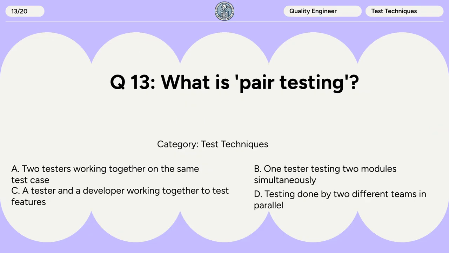Question 13. What is pair testing? A. Two testers working together on the same test case. B. One tester testing two modules simultaneously. C. A tester and a developer working together to test features. D. Testing done by two different teams in parallel.